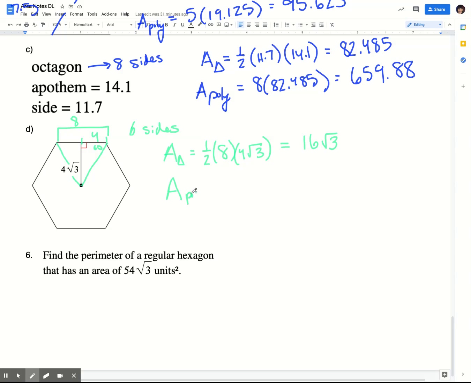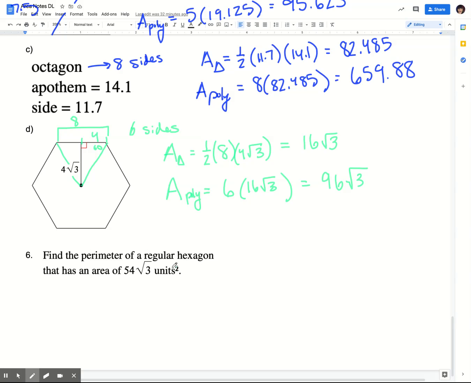So that means the area of my polygon is going to be 6, the number of sides, times 16√3. Again, this becomes one of those places where you can't multiply the 3 through, but you can multiply the 16 and the 6. So 16 times 6 is 96, and then I have to remember to stick my √3 right there on the end. So definitely more of a challenge problem, but not super challenging if you remember either your special right triangles, or you could have found this using trig.